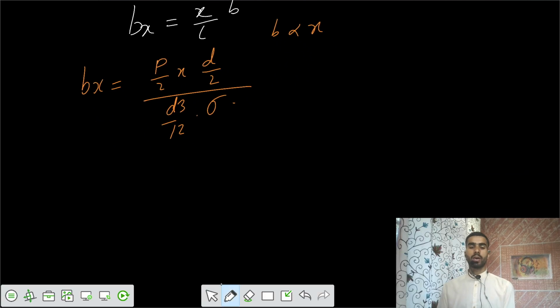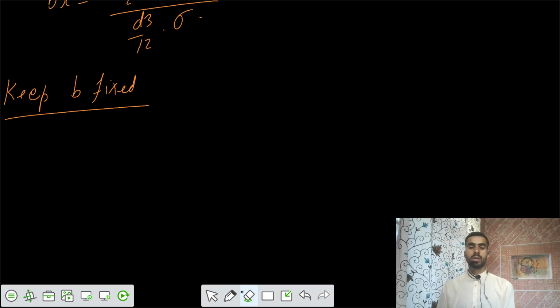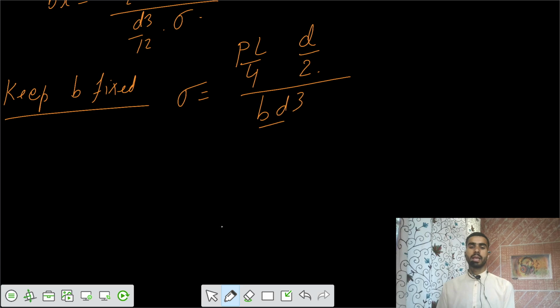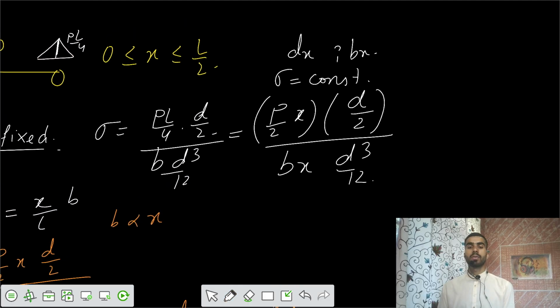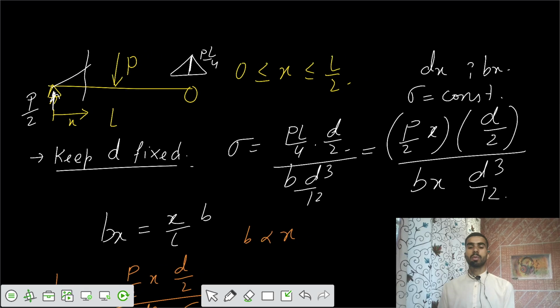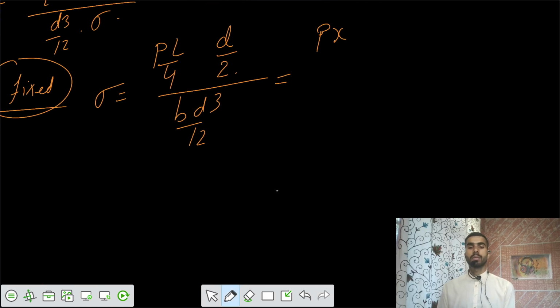Similarly, if you want to keep b fixed, then sigma equals the maximum bending moment, which was PL by 4, and now the maximum distance from the neutral axis would be d by 2, and b d cubed by 12 would be the maximum I about the neutral axis. Then you have to vary the depth, so we write the moment at any x. Actually it should be P by 2 of x.